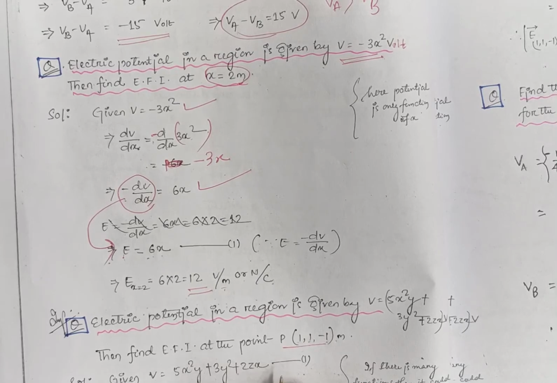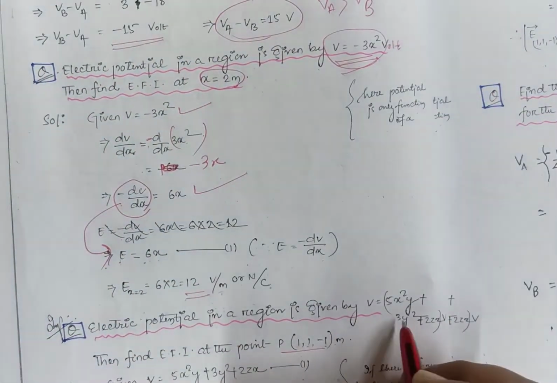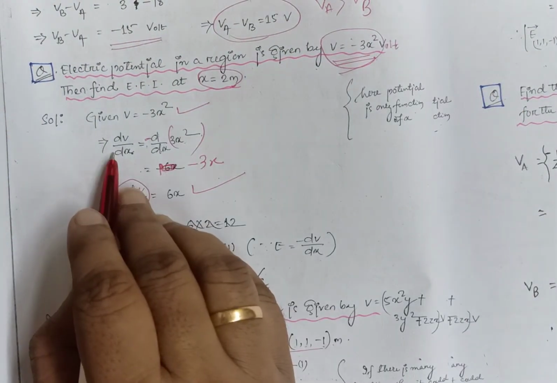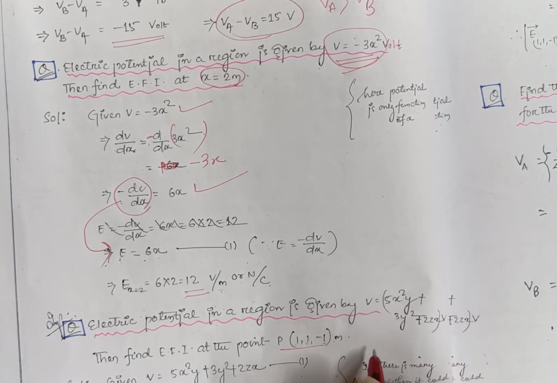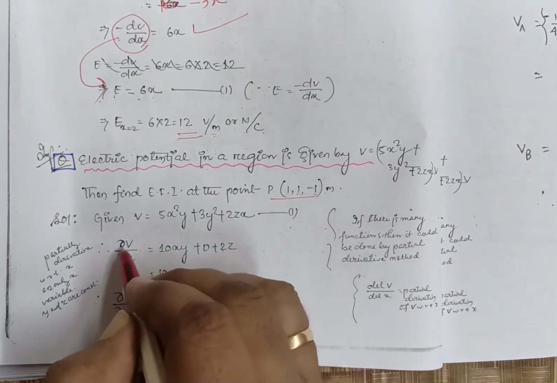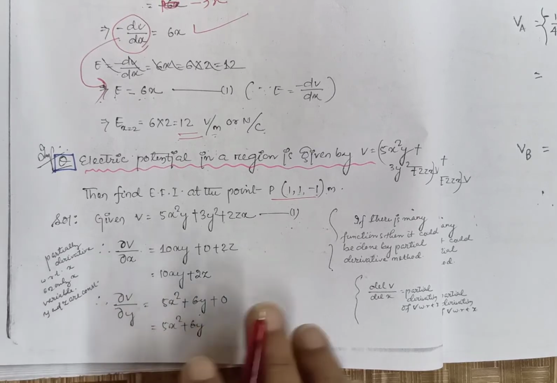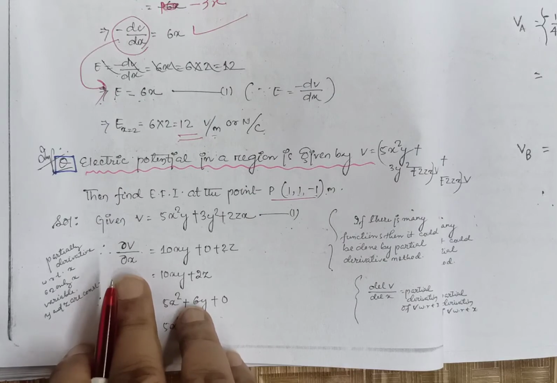How will you solve it? Now, for this type of question, just to remark what the difference is between these two questions: with only one variable, you take only the simple derivative. But if a function has more than one variable, you have to take the partial derivative. This is the partial derivative, that's why it is written as del V by del x. So first you have to calculate del V by del x, del V by del y and del V by del z. First remember how to calculate a partial derivative.